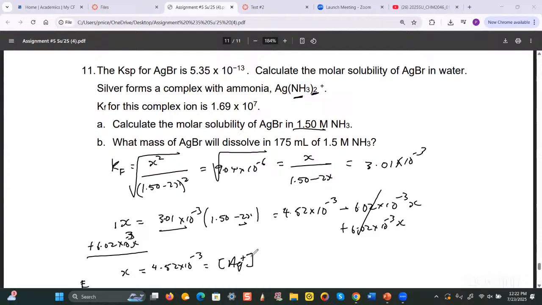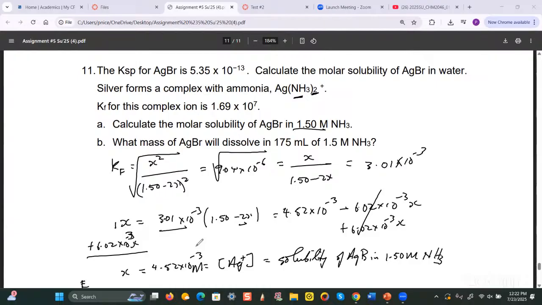And the question was asking for the solubility, which would be x. So this would be also equal to the solubility of AgBr, I'm sorry, in 1.50 M ammonia, right? Because if you remember from the ICE table that I drew earlier, the x is the solubility of the AgBr, which would be equal to the concentration of silver ions. So once we got the concentration of the silver ions, that would automatically be equal to the solubility of the AgBr. And the units here would be M, all right?